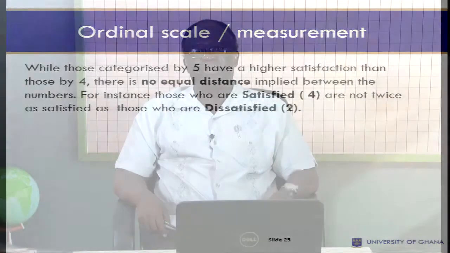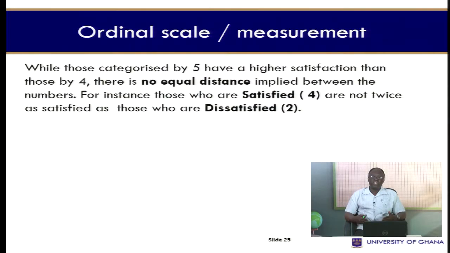Now, while those categorized by 5 have a higher satisfaction than those by 4, there is no equal distance implied here between the numbers. For instance, those who are satisfied and labeled 4 are not twice as satisfied as those who are dissatisfied, who are labeled 2.